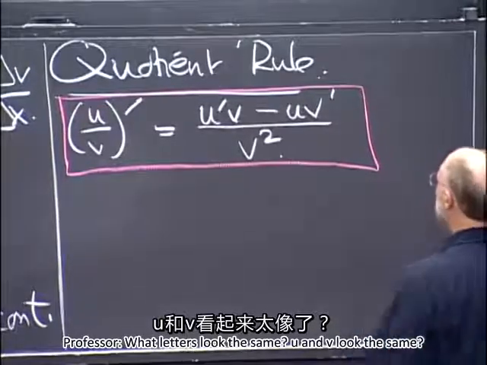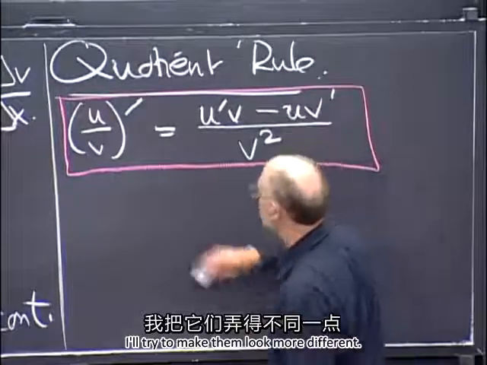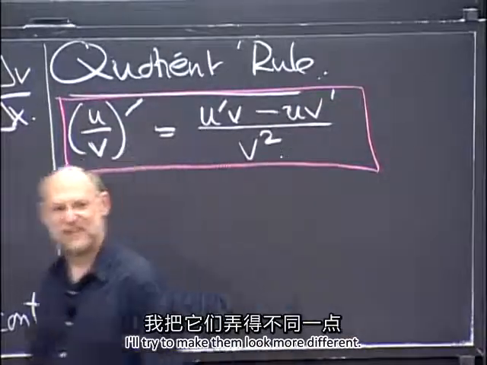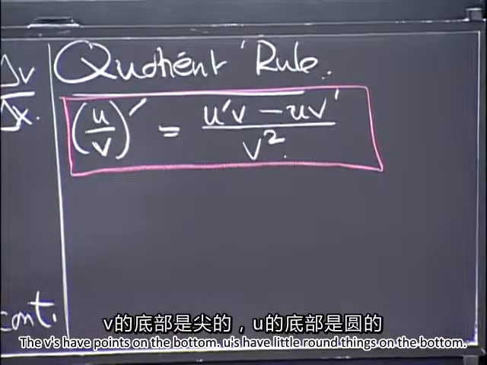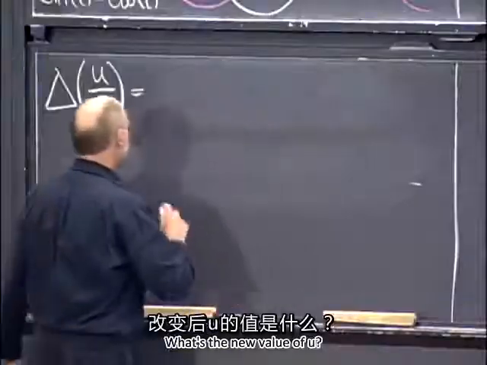Do U and V look the same? I'll try to make them look more different. The V's have points on the bottom. The U's have little round things on the bottom. What's the new value of U?